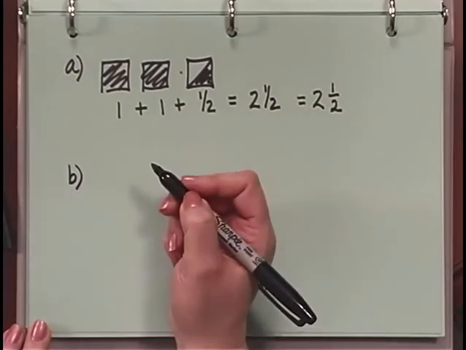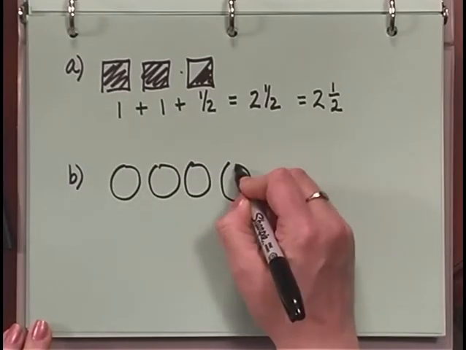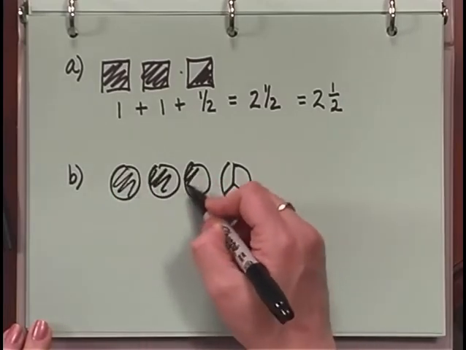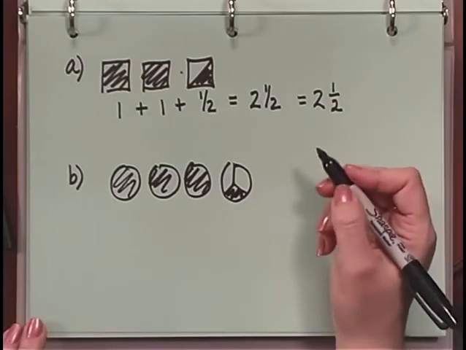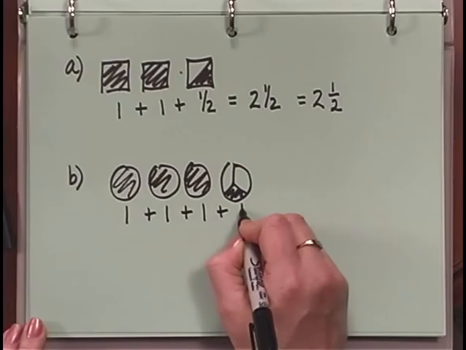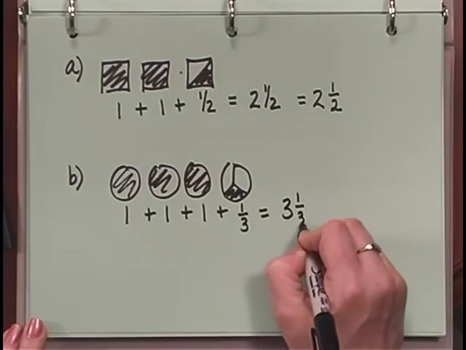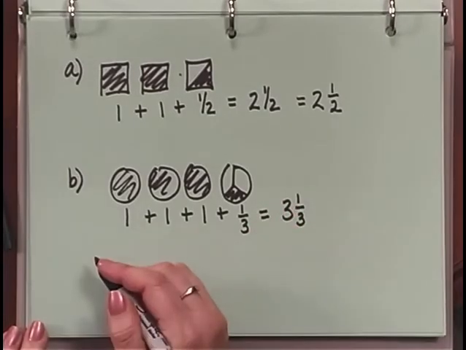For problem B, we have 3 whole circles, and then we have another part of a circle. So these 3 are all shaded. And here we have 1 part out of 3 shaded. So this is 1 whole plus another whole plus another whole plus a third of a whole. So that's 3 1/3. So that's the fraction you should have named, or the mixed number rather.